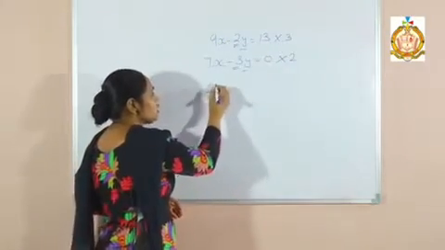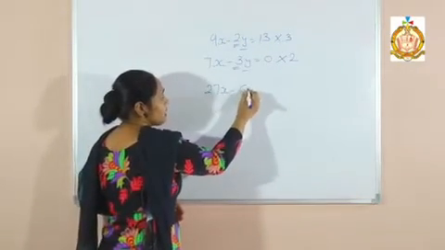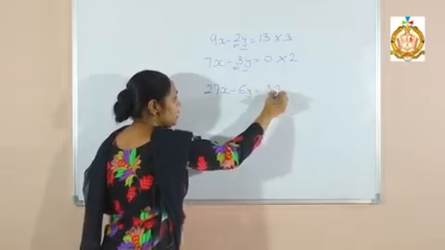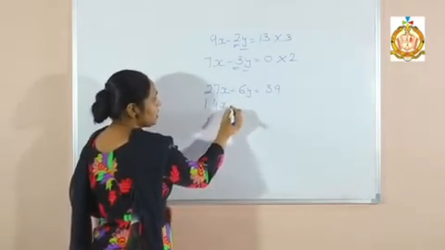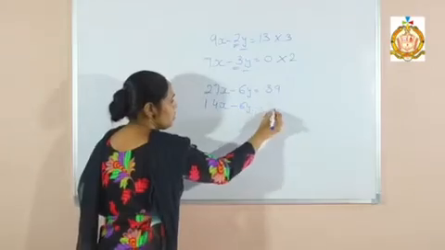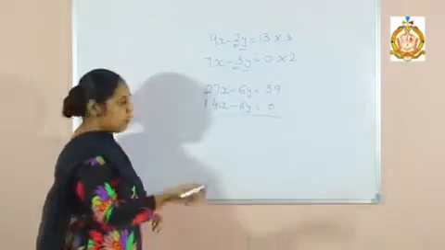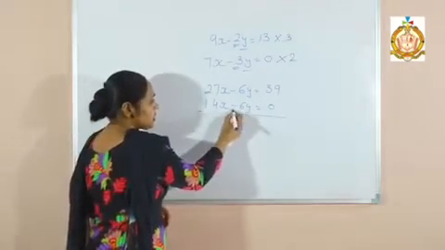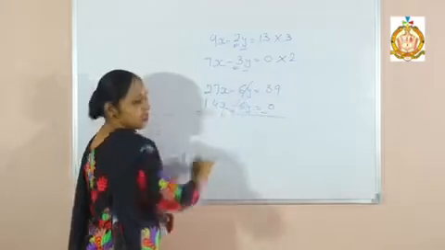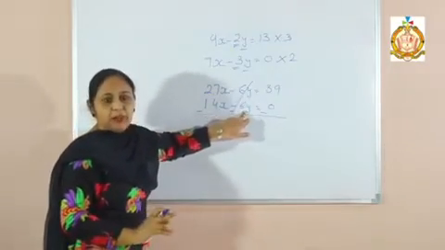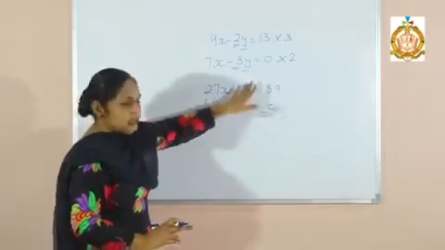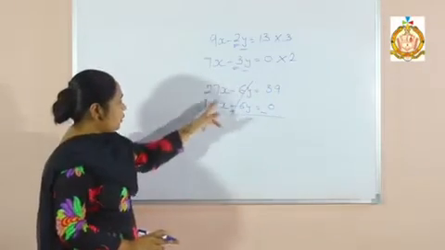9 3s are 27, 3 2s are 6, and 13 3s are 39. Then multiplying by 2, there is 14x minus 6y equals 0. Now see students, again the same, we have to subtract here and change the sign. This will be cancelled now because I equalized the y. If I equalize the x, x will be cancelled. If I equalize the y, then y will be cancelled. Now we have to subtract.